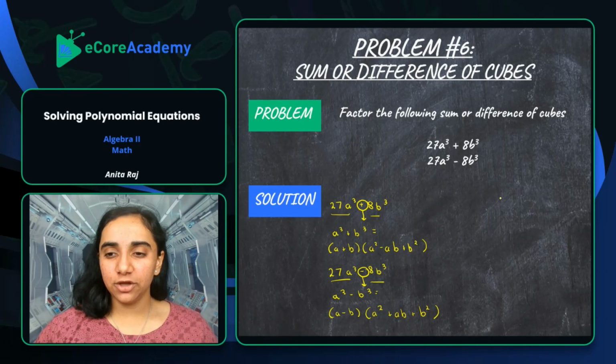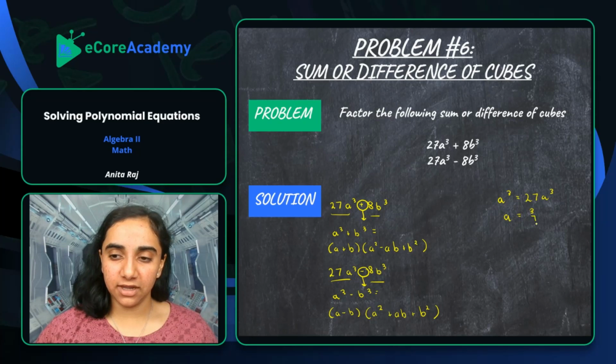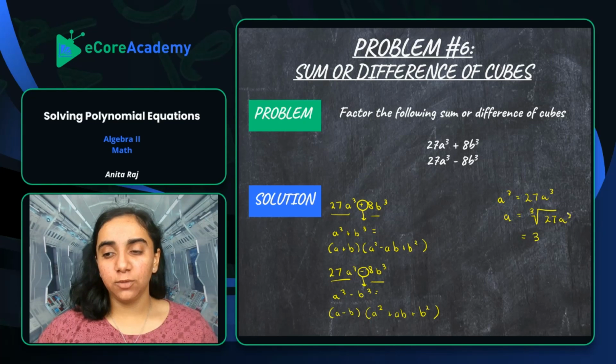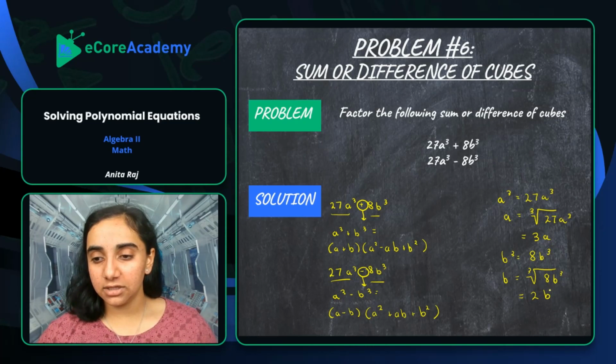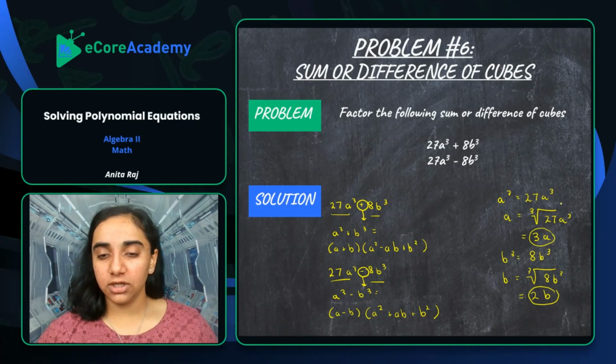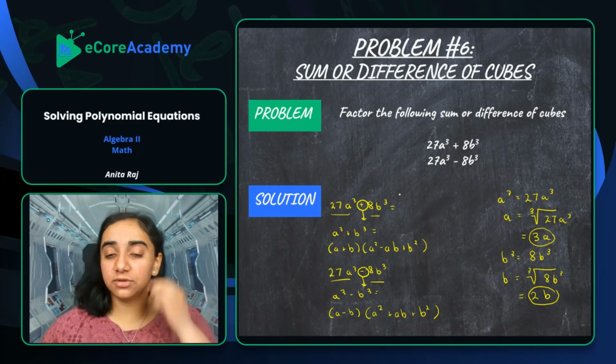polynomial functions. So a cubed is technically equal to 27a cubed that we were given in the problem. To get a by itself, we're going to have to cube root this 27a cubed. The cube root of 27 is 3, and the cube root of a cubed is equal to a. So a is technically equal to 3a. B cubed is equal to 8b cubed. So b by itself is equal to the cube root of 8b cubed. If we cube root 8, we're going to get 2, and if we cube root b cubed, we're going to get b. So our answer here is 2b. Our answer here is 3a. So we're going to use these to factor these different sum and difference of cubes.